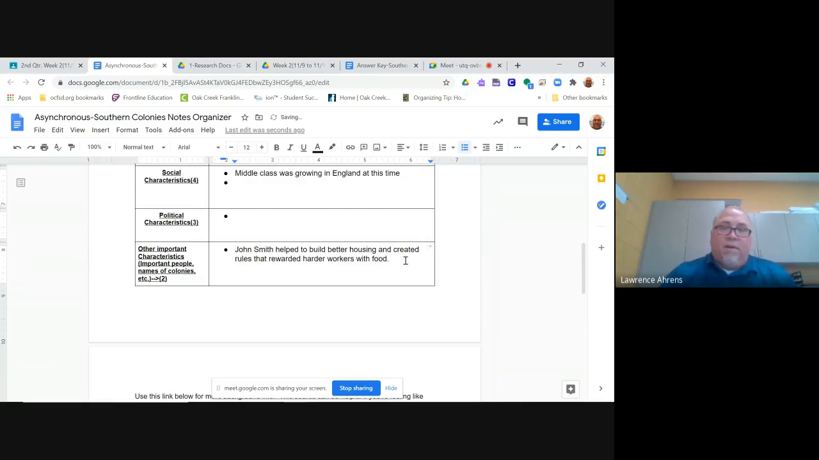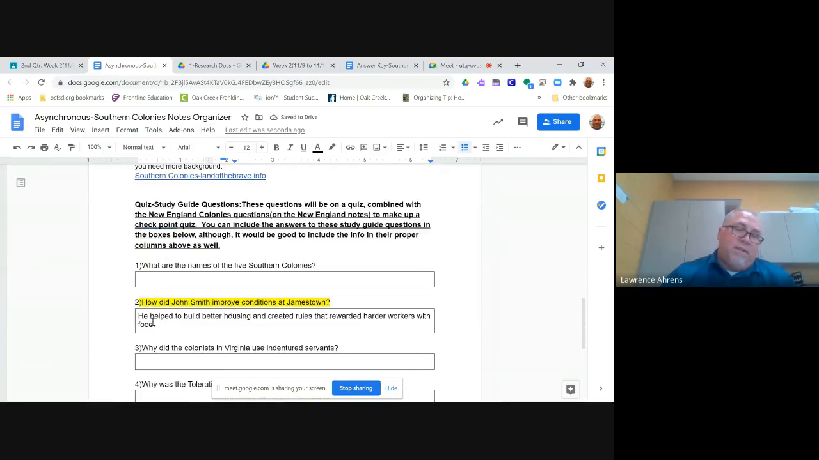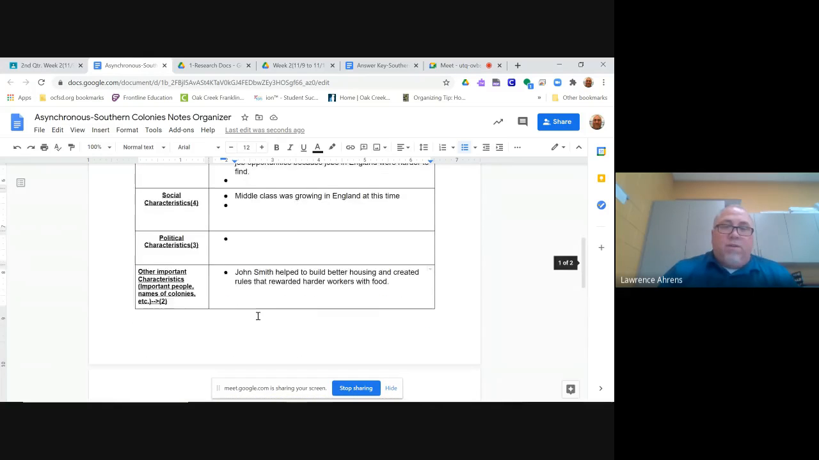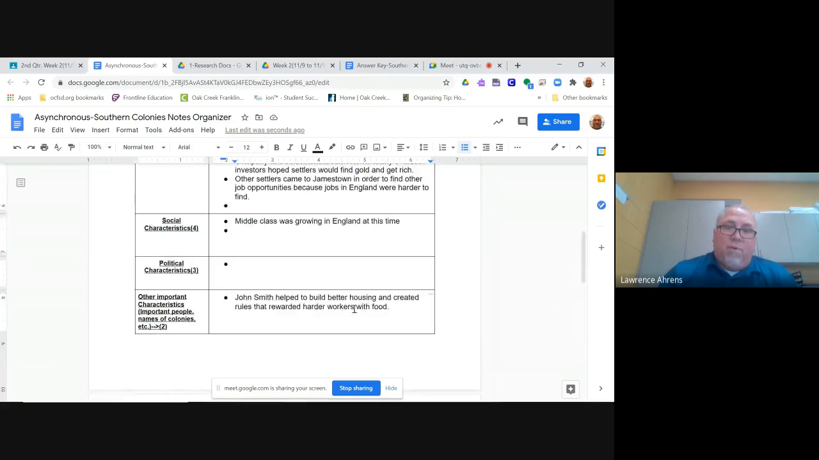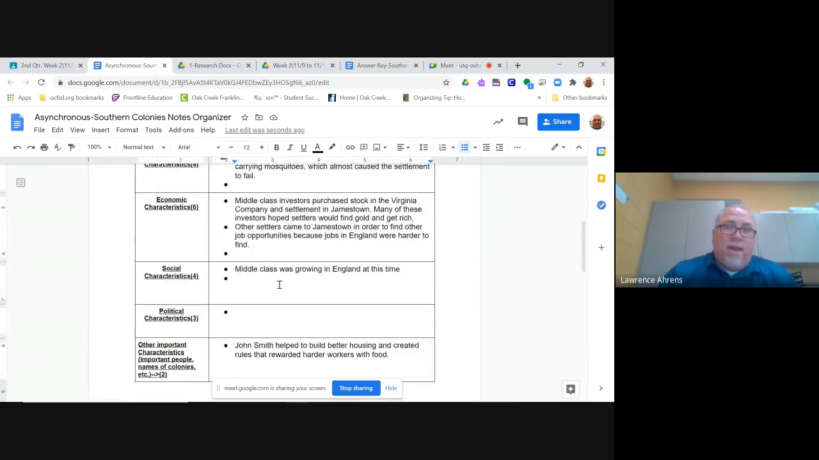Helped to build better housing. But down here, it makes sense to use the pronoun "he" because it's referring to the question that's being asked. So now we got a nice double dip here. We got one of the things we need for other important characteristics. So look at where we're already at now.